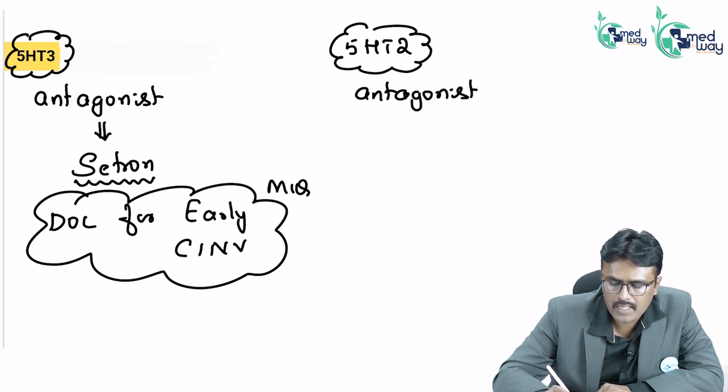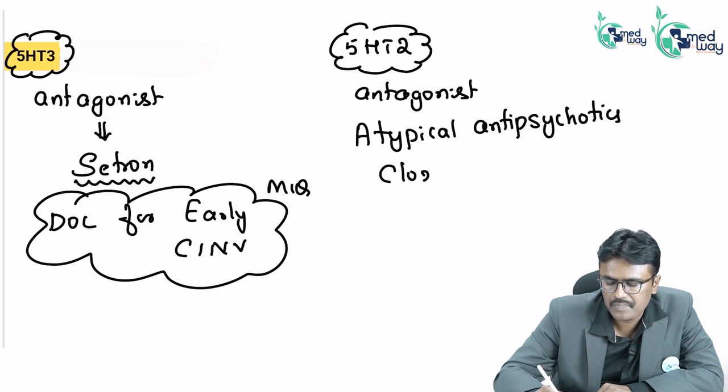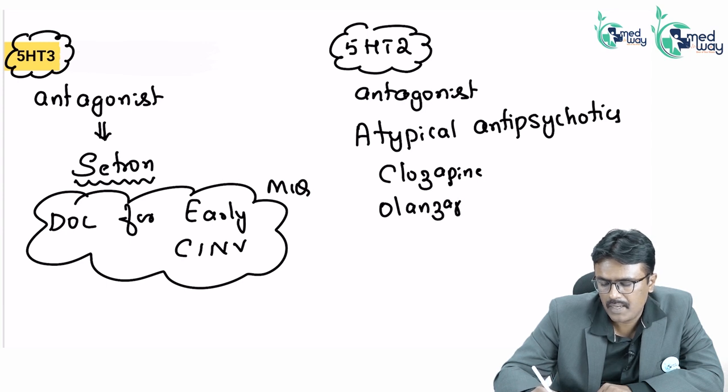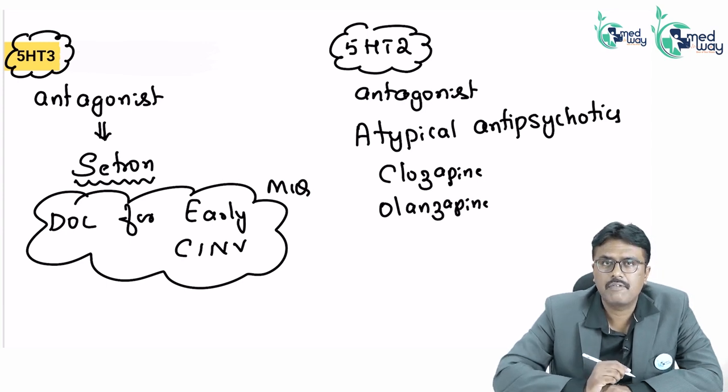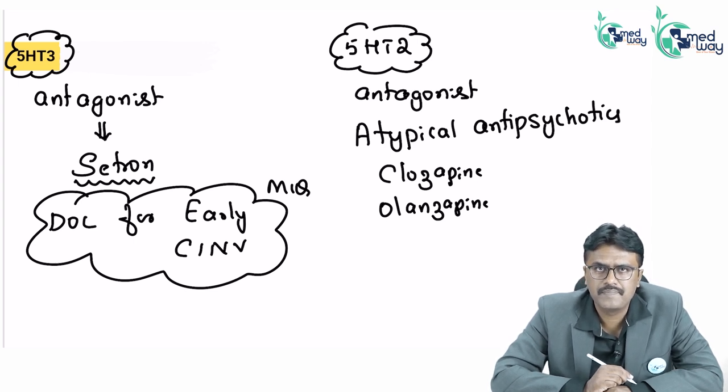Now we have 5-HT2 antagonists, and they are called atypical antipsychotics. Examples I will give you: clozapine and a drug called olanzapine. They mainly block the receptor 5-HT2 and they are used in treating psychotic problems.